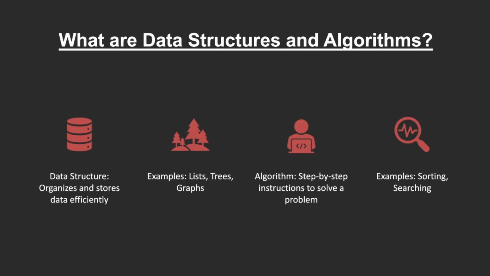Let's break it down. A data structure is a way to store and organize data in a computer so that it can be used very efficiently. You can think of it like organizing files in a cabinet. If everything is in the right place, it's much easier to find what you might need later on. Examples for data structures are lists, trees, and graphs.